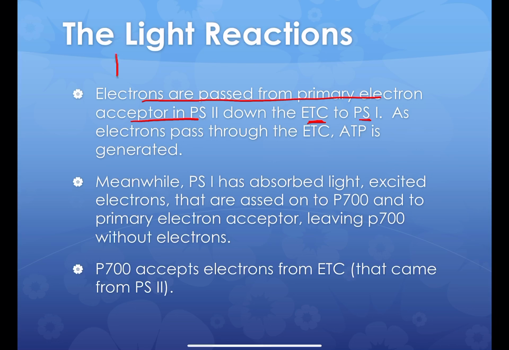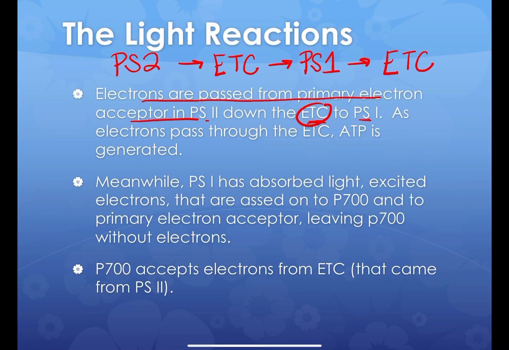Okay, so the flow of this, if we're talking about stages, like we have the steps in cellular respiration, our steps in photosynthesis are this, okay? PS2, electron transport chain, PS1, and another electron transport chain. That's how the energy moves. That's how we break this down, okay? So the electrons are transferred from the primary electron acceptor in PS2 down the electron transport chain right here to PS1 right here.